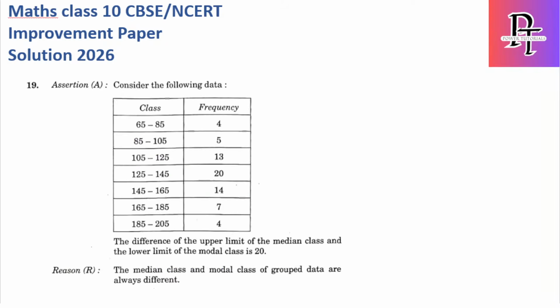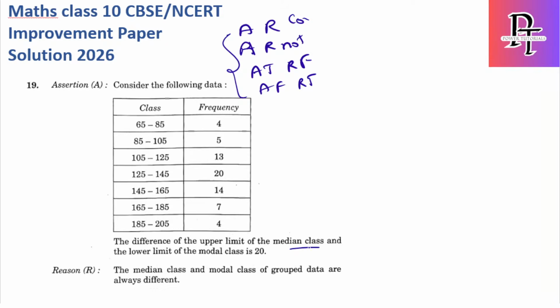Okay, next one. This is an assertion reason question. Hope you know what the options are. A option will be both are correct and R is the correct explanation. B option will be A is correct, R is correct but not the correct explanation. Third option C is A is true, R is false. And the last option is A is false and R is true. We need to check which criteria it belongs to. So first one: the difference of the upper limit of the median class and the lower limit of the modal class is 20.